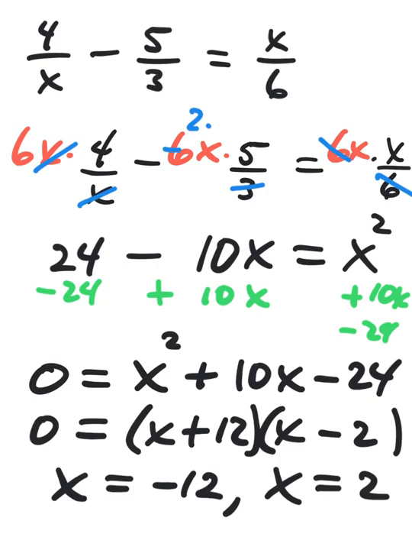You're more than welcome to check these in the original problem. In fact, I recommend it. If you're not 100% that your solution technique is accurate, you can always check these in the original problem. If they work, great. If they don't, mark them out. It turns out both of them do work in the original problem. So for this example, there are two solutions.